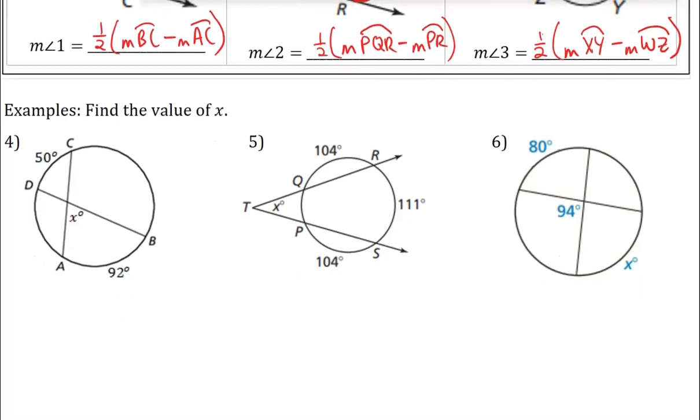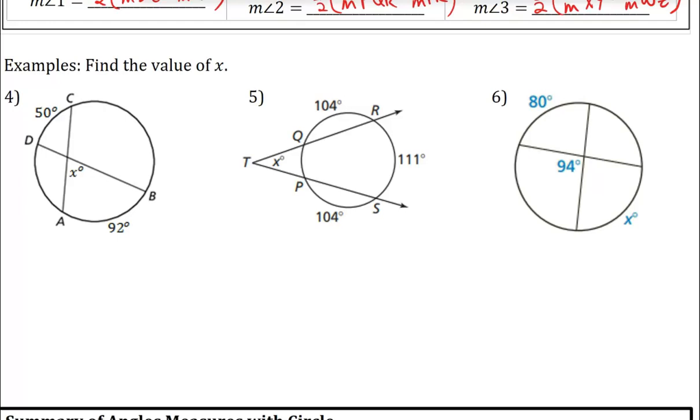So let's do a few examples. What we need to do is ask ourselves, where is the vertex? Is it on the circle, in which case the angle is half the arc? Is it inside the circle, in which case the angle is half the sum of the two intercepted arcs? Or is it outside the circle, in which case we are using half the difference?